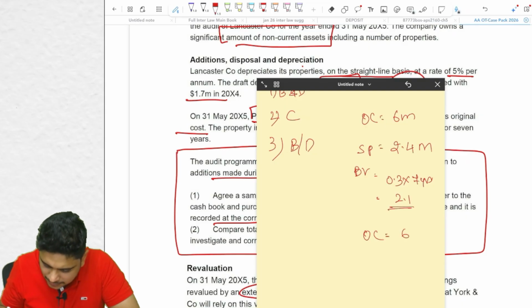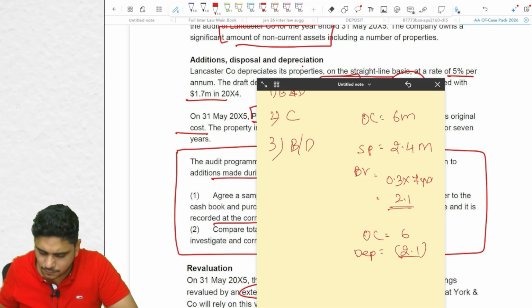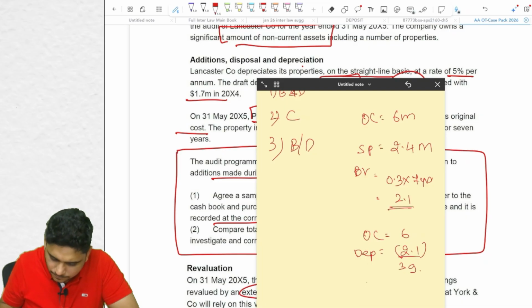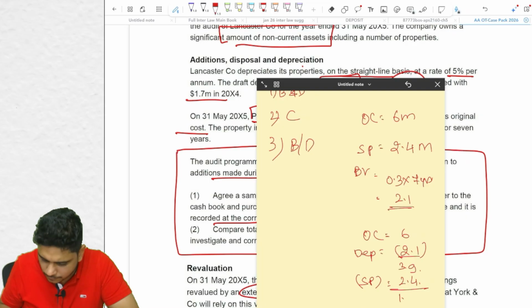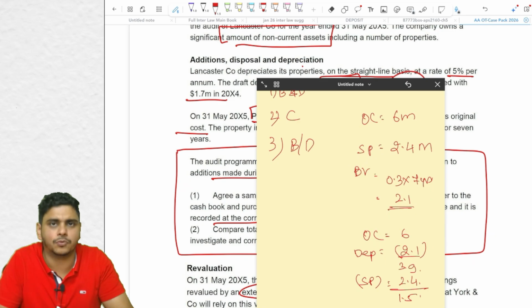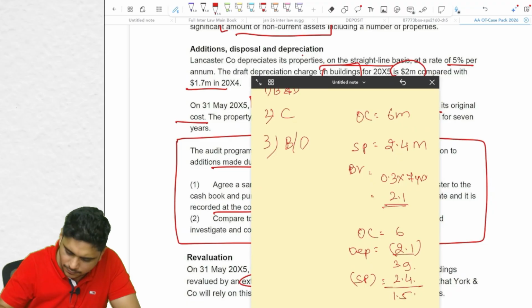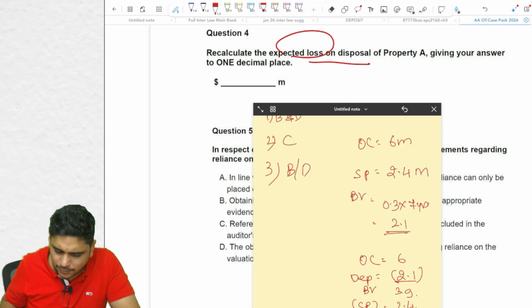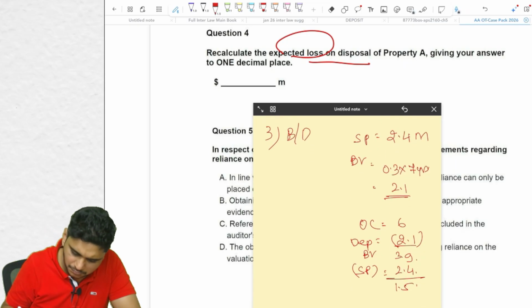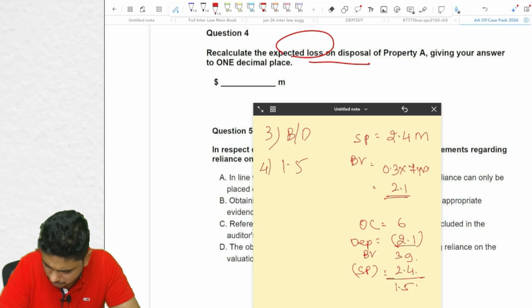So original cost 6 million. Depreciation is 2.1. Book value is $3.9 million. My selling price is 2.4. There's a mistake in the question. Original cost is 6. So this is just saying expected loss. This is my book value. Answer is coming as 1.5. But if you see the question, expected loss, 1.5, that is my answer. 1.5 million.